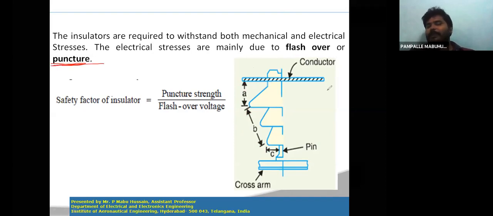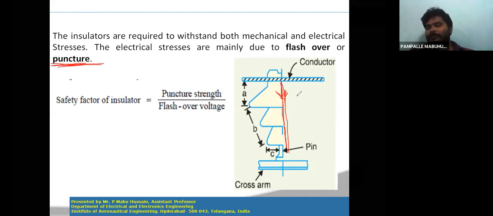When a high voltage is applied across this, the current will flow through the insulator. Very high current will flow through the insulator. So when high current flows through the insulator, what may happen? Heavy heat is produced, and the insulator will be damaged. This is called the puncture, or breakdown of the insulator. Whenever puncture happens, that insulator is permanently damaged.